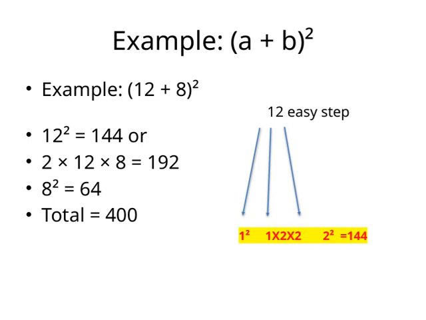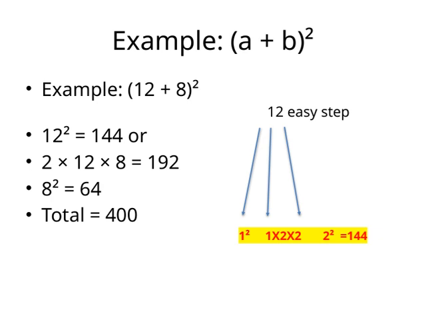Let's walk through this example step by step. We have (12 + 8)², which is a perfect case to see how the expansion works. First, notice I break it down into 3 parts: 12 squared, twice the product of 12 and 8, and 8 squared. So 12² equals 144. This is straightforward because 12 times 12 is 144. Next, we look at 2 times 12 times 8, which equals 192. This middle term captures the interaction between the two numbers when we expand the square. Finally, 8² equals 64. Adding all these up, 144 plus 192 plus 64 gives us a total of 400.